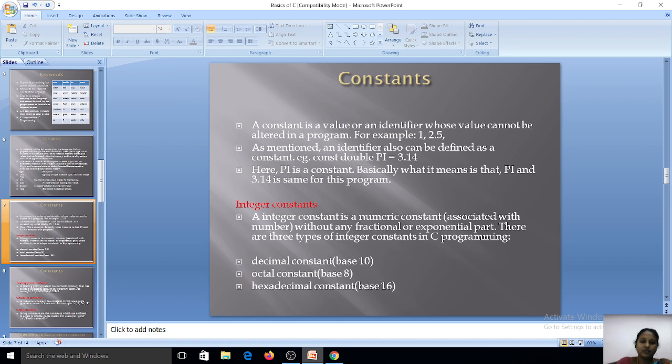Okay. Next we will see about integer constant. Integer constant is a numeric constant without any fractional or exponential part. It is nothing but integers are used to store whole numbers without any fractional values. There are three types of integer constant in C programming: decimal constant, octal constant and hexadecimal constant. Decimal constant, the base value is 10. Octal constant, the base value is 8. And in hexadecimal constant, the base value is 16.